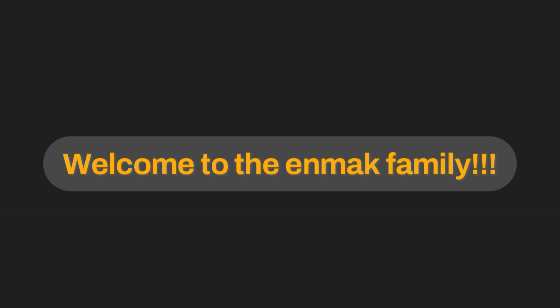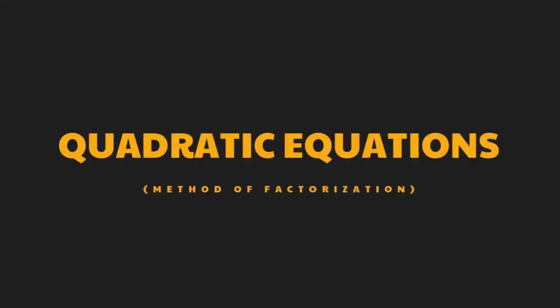Today we are going to learn how to solve quadratic equations by method of factorization. Let's get started. Let's take this example: 6x squared plus x minus 15 equal to 0. This is a very simple way to solve the quadratic equation by method of factorization.